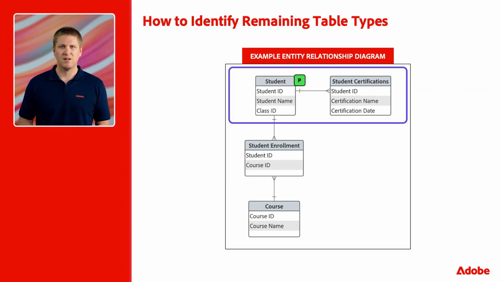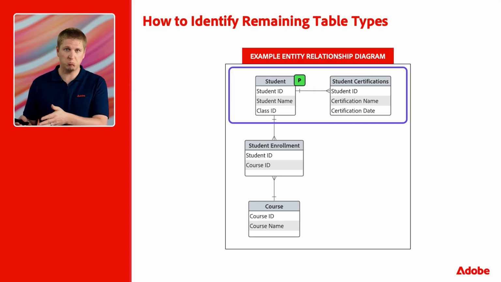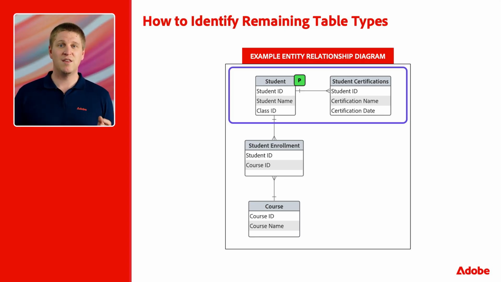For example, let's start with student and student certification tables that you can see in this diagram. Reading the relationship from the parent, or the student, to the related table, student certification, it reads, as one student record can be related to many student certification records. This is then a one-to-many relationship and should therefore be labeled with a D.